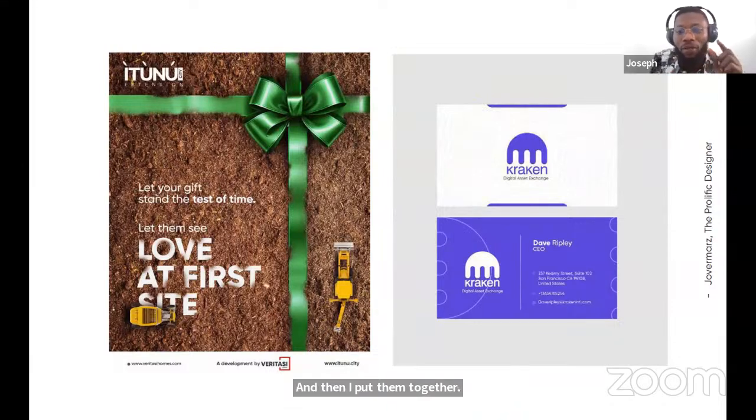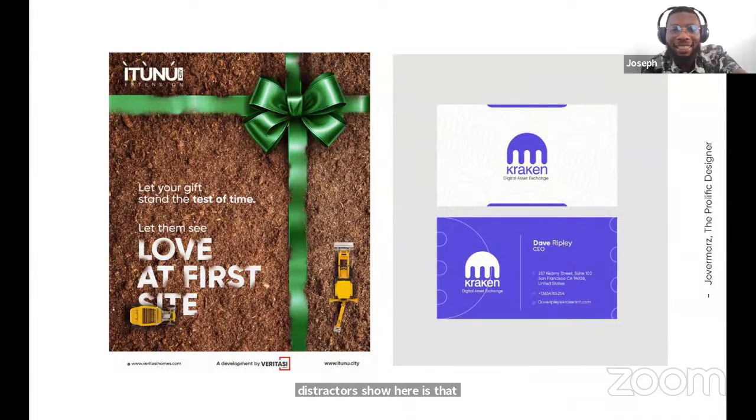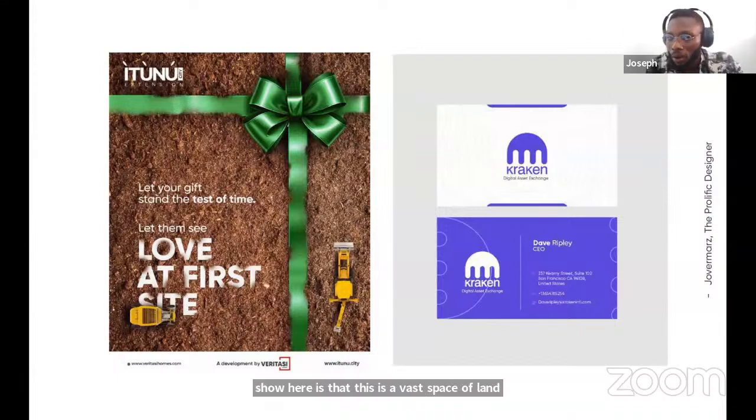Now, attention to detail is not just leaving it as land and ribbon. It is making them blend so that you can see that, oh, this ribbon is part of the land. And it's not just an ordinary land. There are trailers and tractors and caterpillars walking on the land. What these tractors show here is that this is a vast space of land tied in with a ribbon. How did all of this come about? Research.